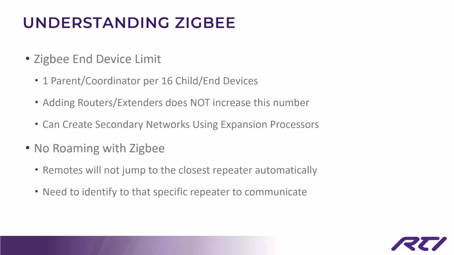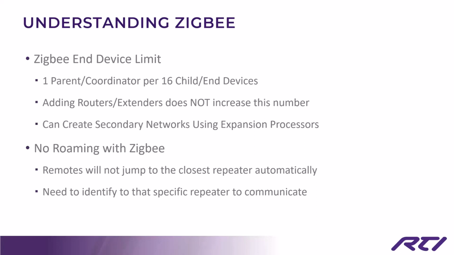Now, adding additional transceivers as routers and range extenders doesn't increase this number, since the end devices are going to be communicating directly with that parent Zigbee. If you need more Zigbee end devices, you can add additional expansion processors and create secondary Zigbee networks, as I explained before. But it's important to understand that 16 end device remotes per parent is the limitation.